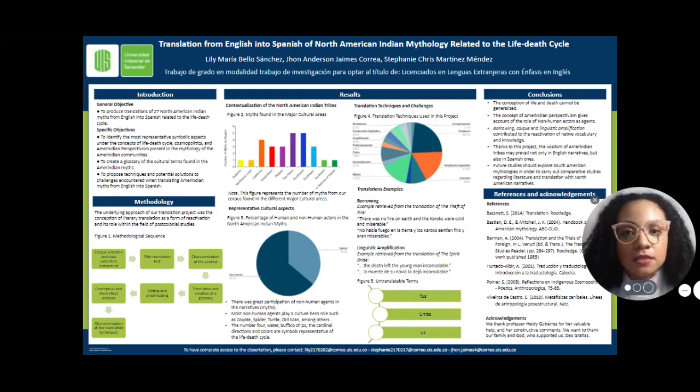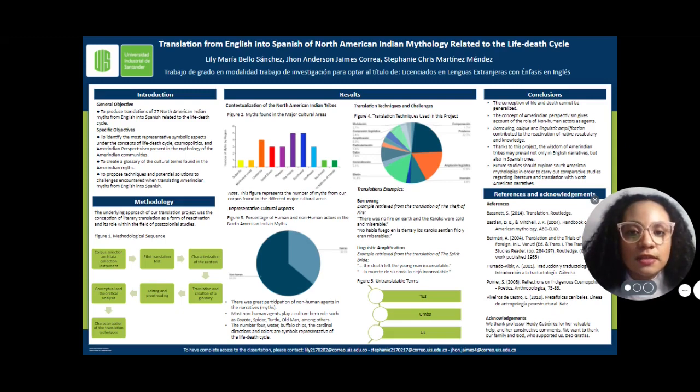Second, pilot translation test, in order to identify the most common translation techniques in the translation of three myths. Third, characterization of the context based on the tribe's geographical area. Fourth, translation and creation of a glossary. Fifth, editing and proofreading in the light of group discussions and under the supervision of our project director.